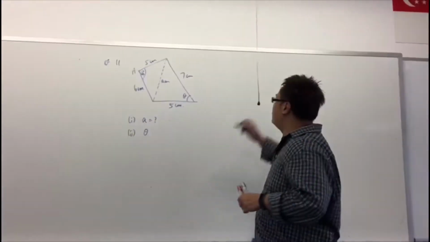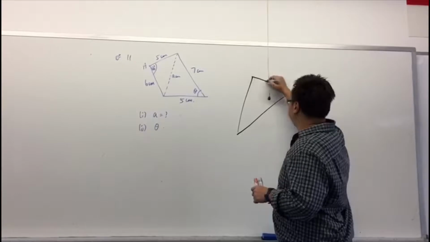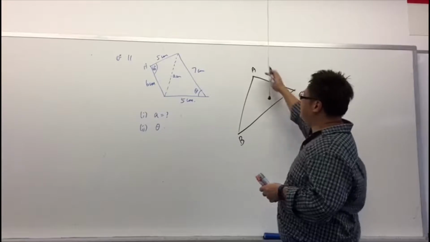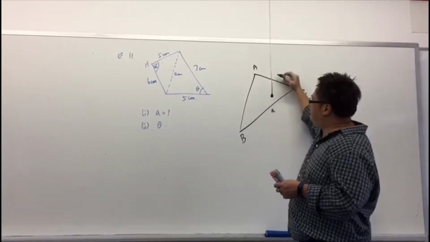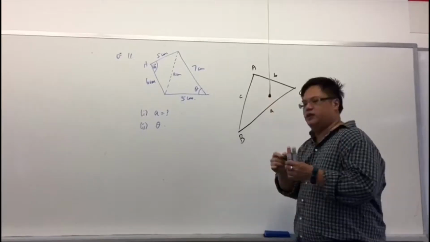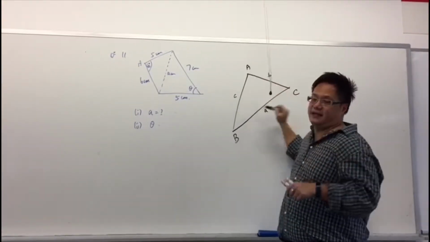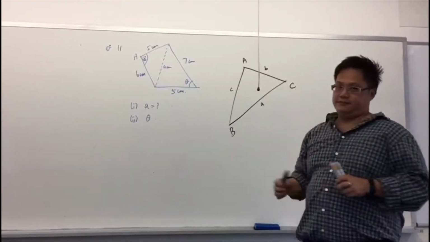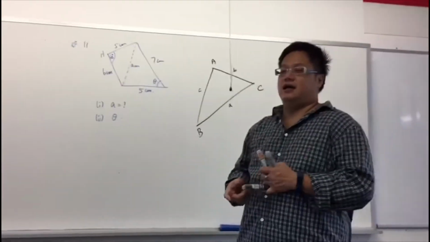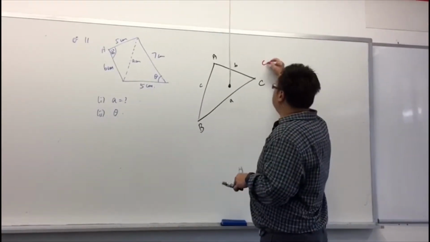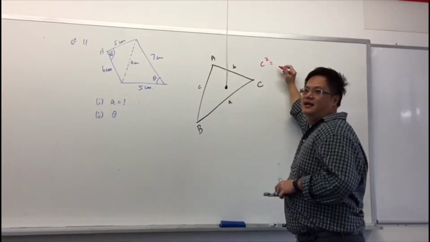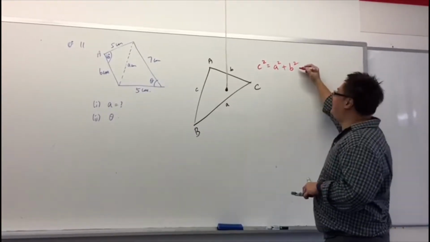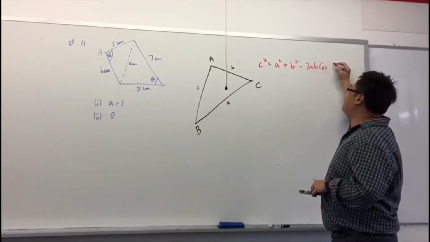The cosine rule is stated this way. If you have a triangle, let's say this is A, this is B, this is C. Opposite big A must be the little a, opposite big B must be little b, opposite big C must be little c. We denote the vertices of a triangle with capital letters, and the length opposite the vertex we always use small letter. So the formula for the cosine rule states like this: c squared equals a squared plus b squared minus 2ab cosine angle C.